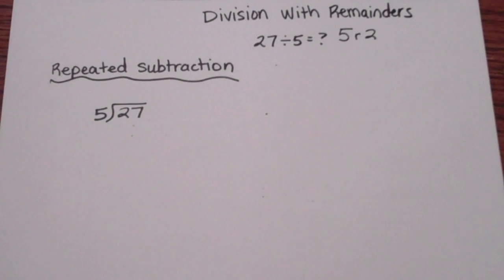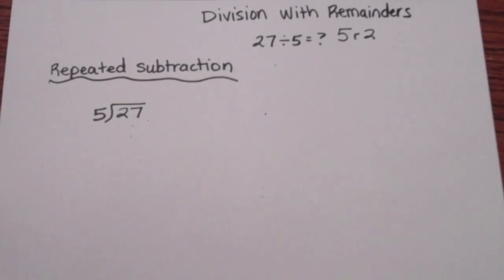Now let's go over some different strategies for doing division with remainders. One way we were taught to think of multiplication was as repeated addition. For example, 3 times 4 is 4 plus 4 plus 4. So if I want to know what 27 divided by 5 is, I can think of that like 27 minus 5, minus 5, minus 5, and I can keep taking out 5s until I cannot take out 5 any longer.